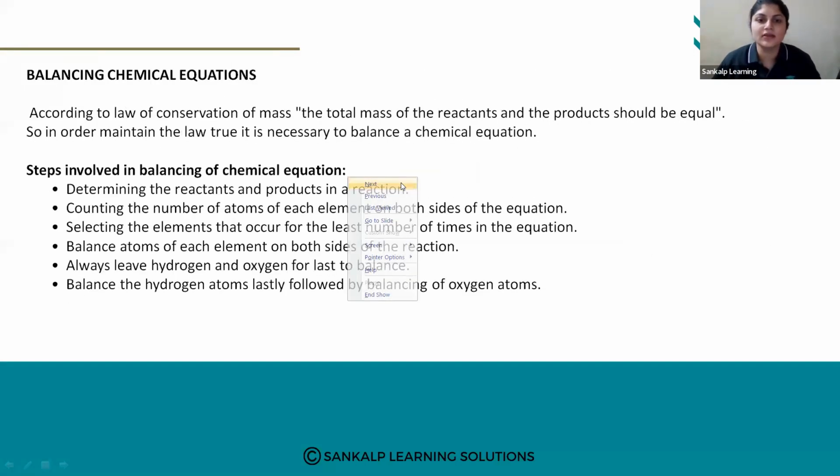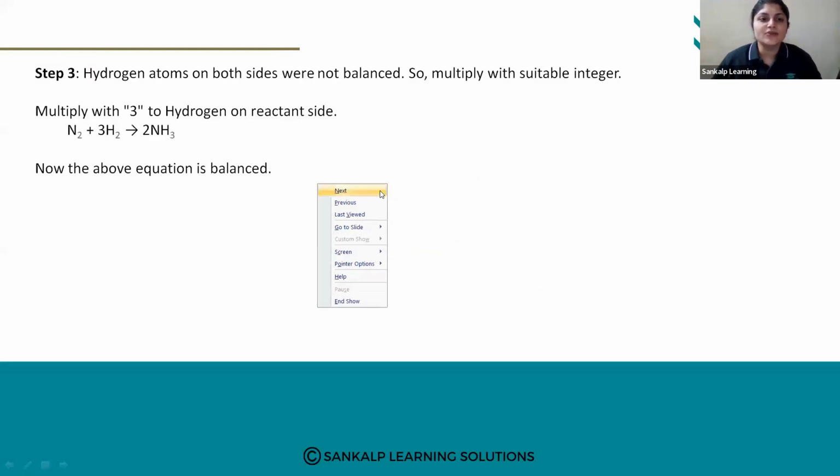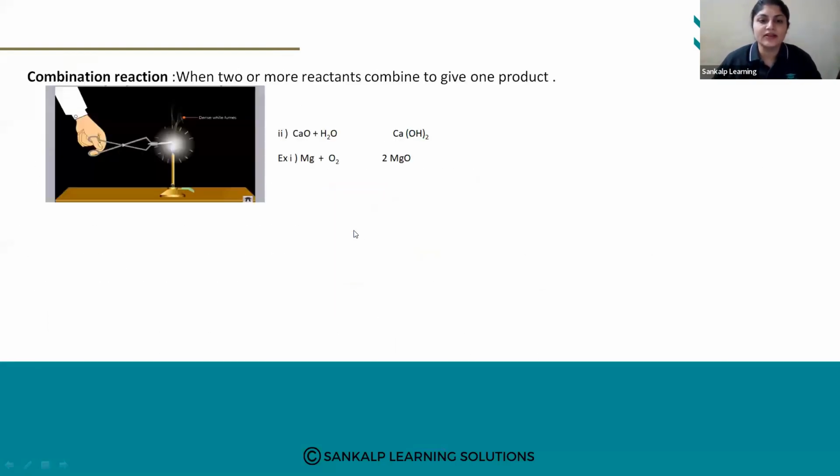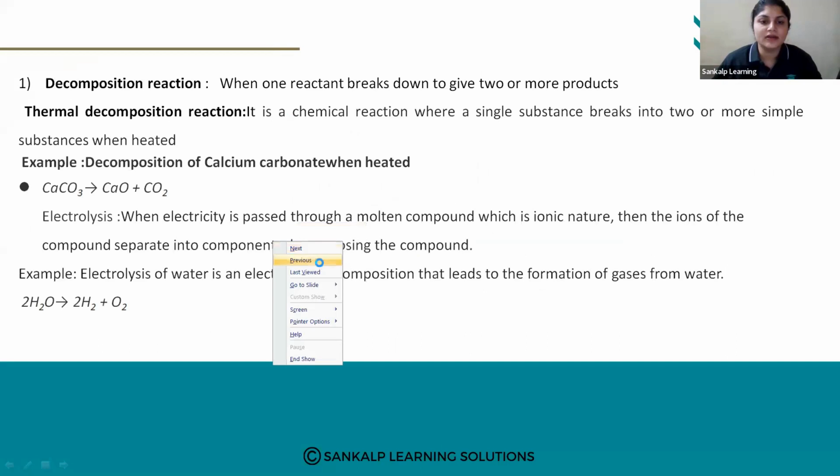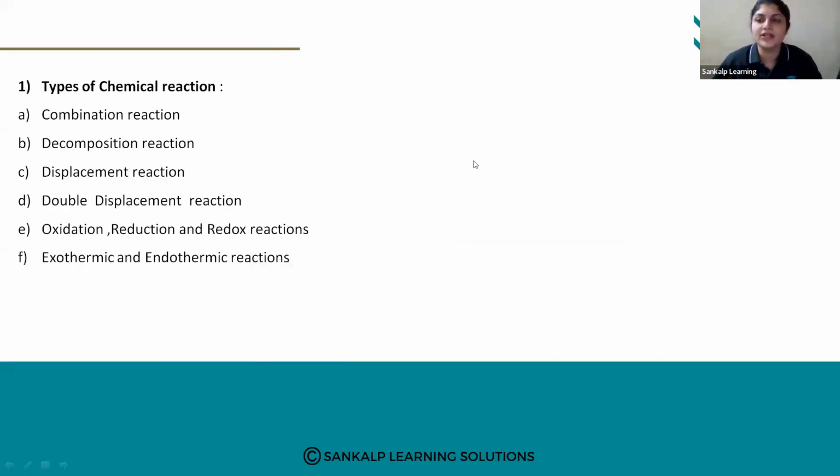So we were discussing the types of chemical reactions, right? We have completed combination reaction, decomposition reaction, displacement reaction, then double displacement reaction. Last class I had just revised all. Then we had started with oxidation, reduction, and redox reaction. So oxidation with respect to oxygen and hydrogen, right? Same with respect to reduction also.